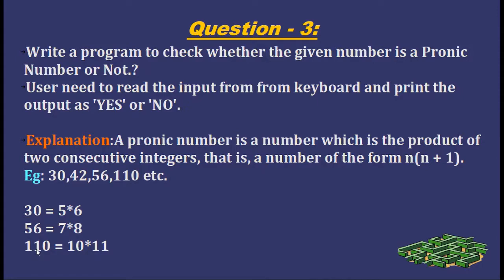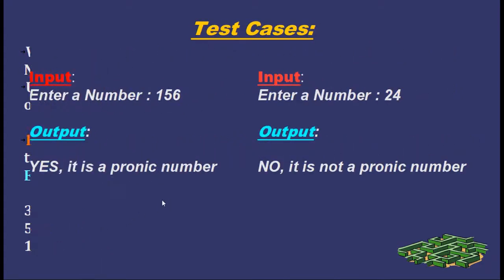So you need to check in this manner until the product is equal to the given number. The product of two consecutive integers should be equal to the given number. In this way, you have to check the whole numbers. If you find the product, then it is a pronic number, else it is not a pronic number. So let's see how we are going to solve this problem.